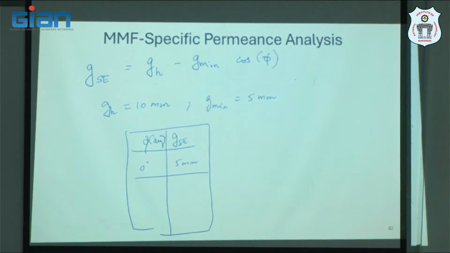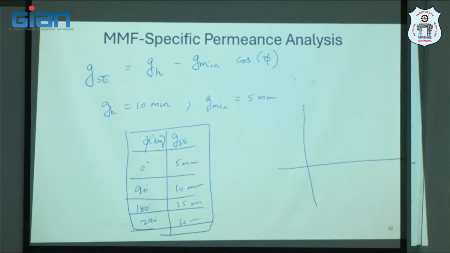What is the 90 degree value? 10 mm, right? 180 degrees will be 15. 270 will be 10 mm. 360 is the same as 0. So essentially this mathematical expression given in literature is validated. We can be confident that whatever we say is correct. So this is the mathematical expression for this function, air gap under static eccentricity versus angle in degrees.